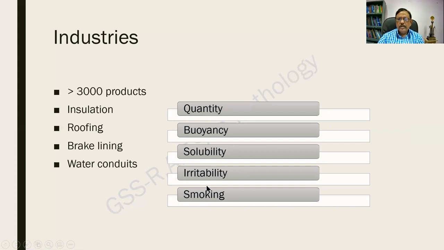And asbestosis is usually associated with smoking. It increases the risk of bronchogenic carcinoma several times. Several times the risk is increased in a smoker who has got asbestosis also.